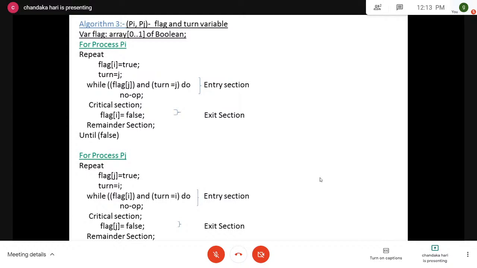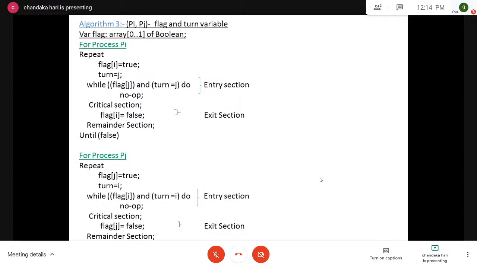We note that process PI can be prevented from entering into the critical section only if it is stuck in the while loop with the condition flag j is equal to true and turn is equal to j. Then the loop runs only once. If PJ is not already in its critical section, then flag j becomes false and PI can enter into the critical section. If PJ has set flag j equal to true and is also executing its while statement, then either turn is equal to I or turn is equal to j. That satisfies the second one.